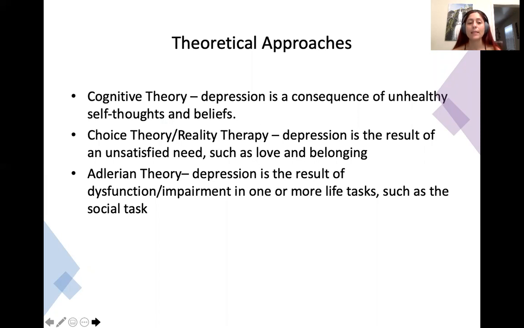And then finally, from Adlerian theory, human problems in Adlerian theory are social in nature. So depression would be the result of an impairment in a life task, such as the social task, which has to do with friendship. In that case, therapy would be focused on modifying Abigail's lifestyle so that she can successfully navigate her life task. And this might include identifying and restructuring her mistaken beliefs about herself and others that are contributing to her depression.